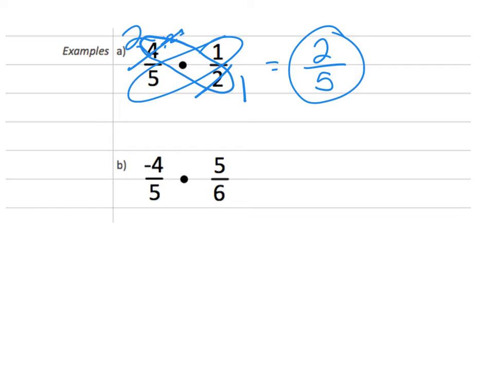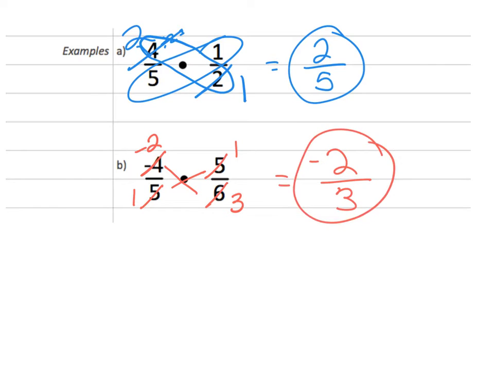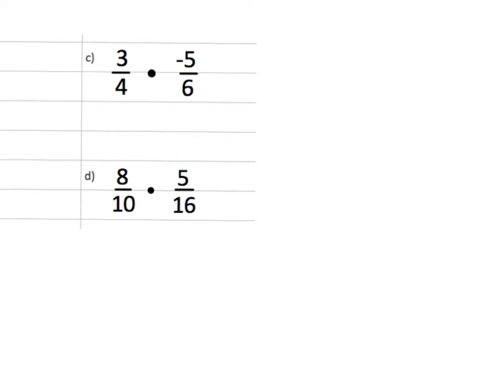So letter B, my 5 and 5. 5 divided by 5 is 1. 5 divided by 5 is 1. Then I go the other way, and I'm going to ignore this negative for right now. 4 and 6 can both be divided by 2. So -4 divided by 2 gives me a -2. 6 divided by 2 gives me a 3. Multiply across the top. -2 times 1 gives me a -2. 1 times 3 gives me 3. My answer is -2/3. Let's try a couple other ones.